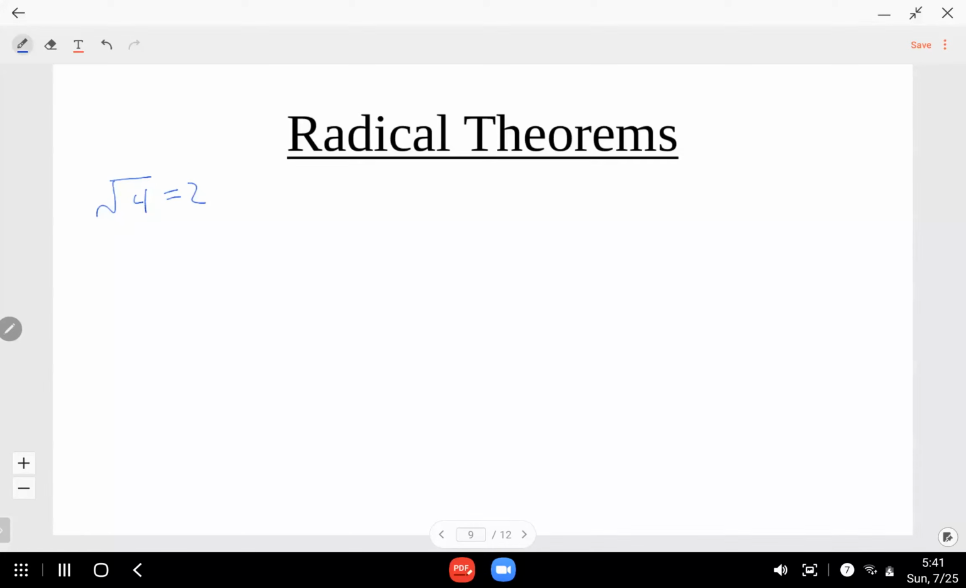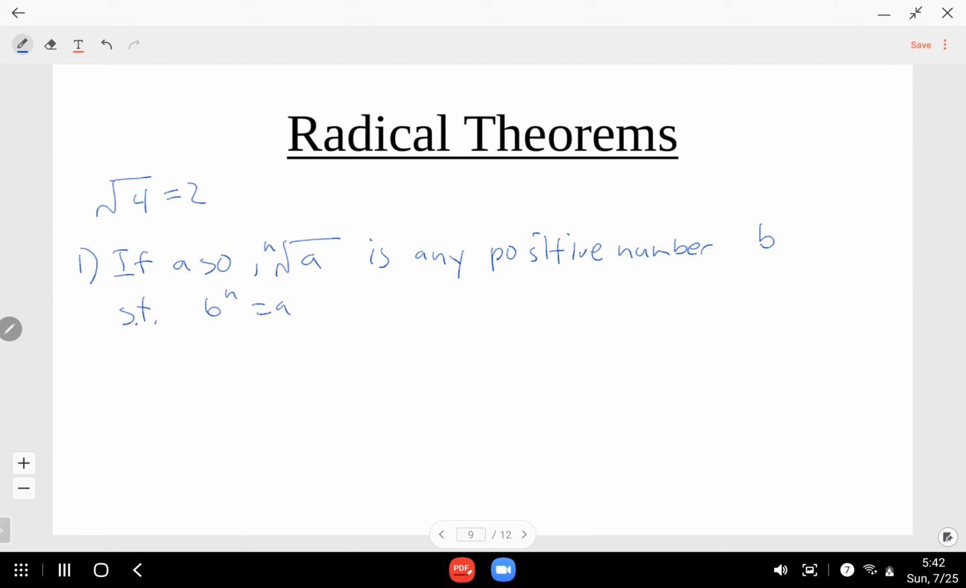Okay, so what is principal square root? The definition of principal square root is: if a is greater than 0, then the nth root of a is positive. It is any positive number b such that b to the n equals a. However, it cannot be negative. So that is the definition of principal square root.